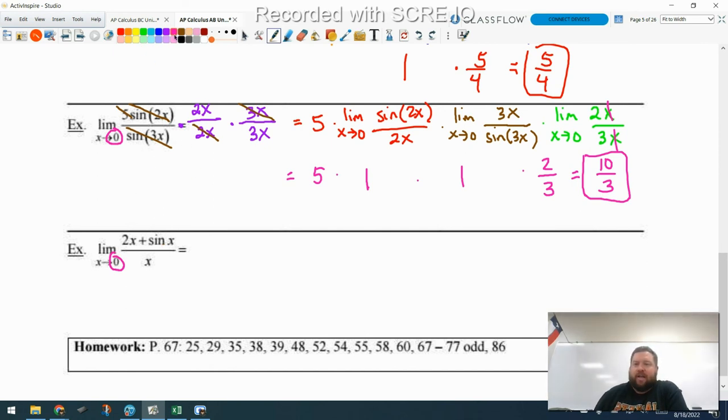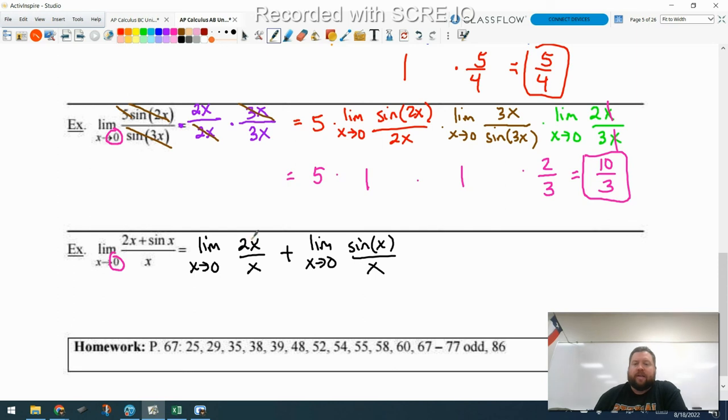What's going to happen here is we are going to split this up. Anytime you see a monomial on the denominator and a polynomial on the top, you can use this as a common denominator and split it up at the plus sign. So that's what we're going to do. We're going to do the limit as x approaches 0 of 2x divided by x plus the limit as x approaches 0 of sine x divided by x.